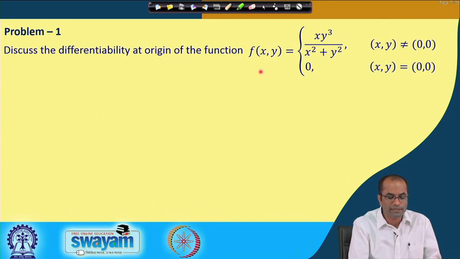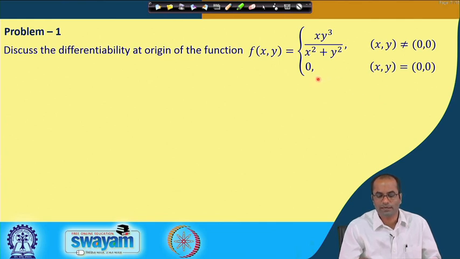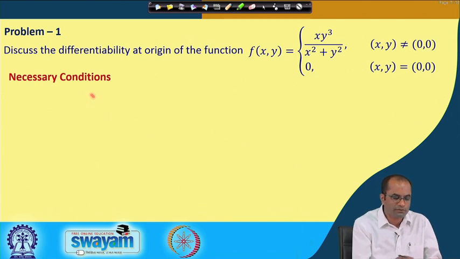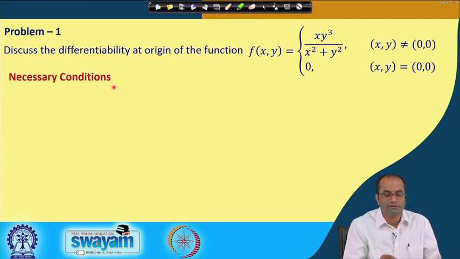The differentiability at the origin of this function f(x,y) is equal to x y cube over x square plus y square, and this is 0 when (x,y) equals (0,0). So, at the origin this is 0. First we check the necessary conditions, and we should do this in basically all the problems, because these are the conditions which the function must satisfy before going to the differentiability.